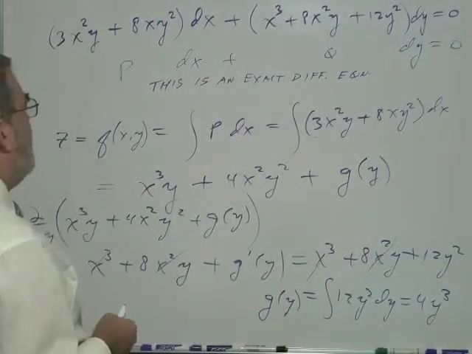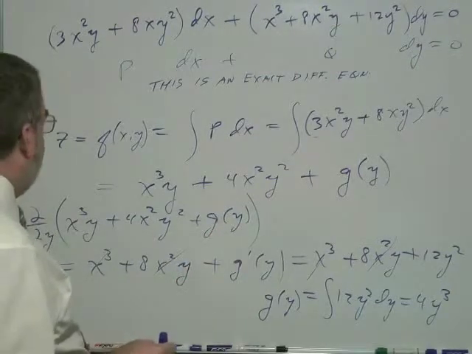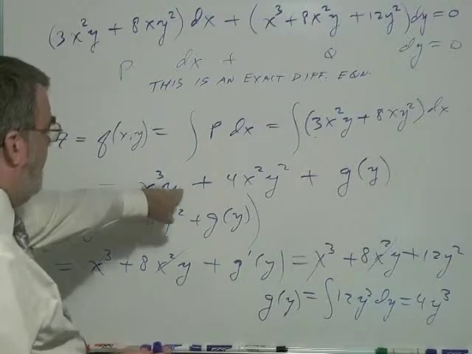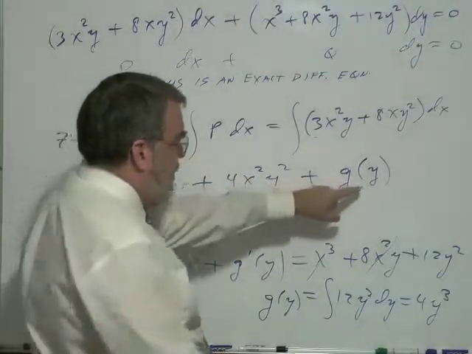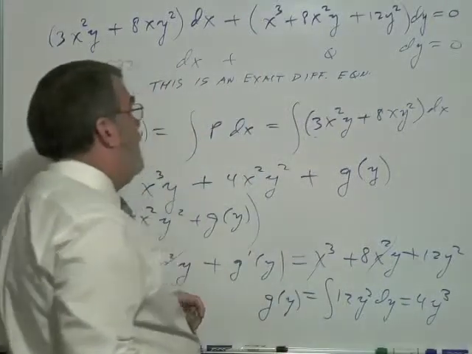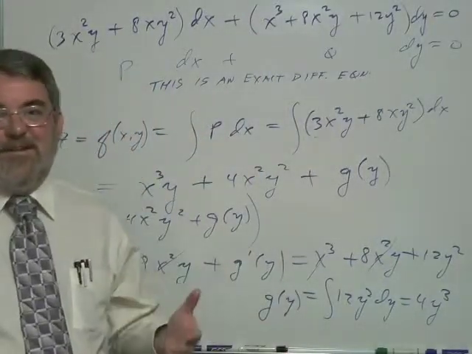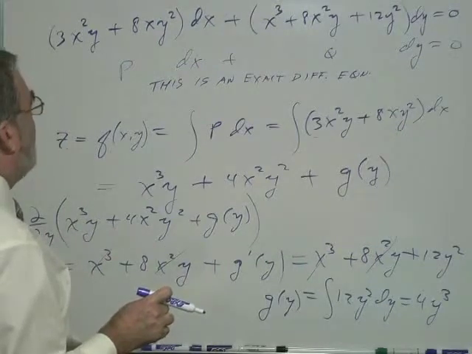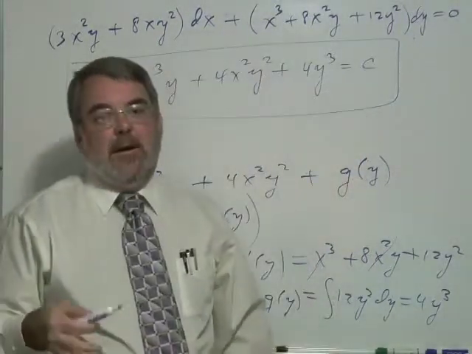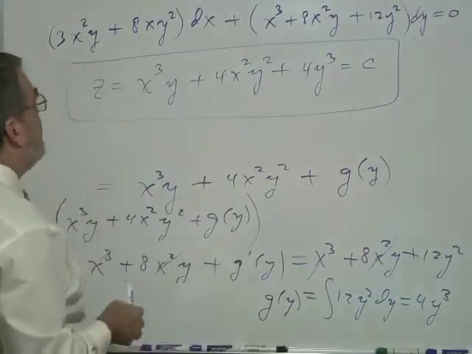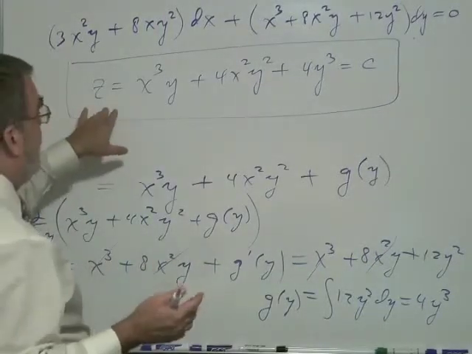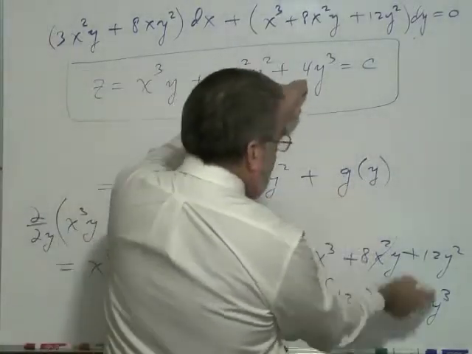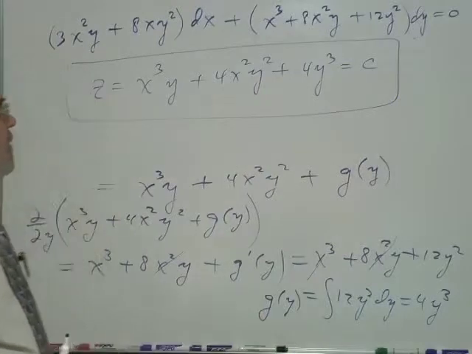All right. So, wish I had a bigger board, as usual. But my answer is going to be z equal to x cubed y plus 4x squared y squared plus 4y cubed equals a constant. All right, so let me write that out. I've got it here. I raised part of the board and wrote the answer. The answer of our function is going to be this: x cubed y plus 4x squared y squared plus g of y, 4y cubed.